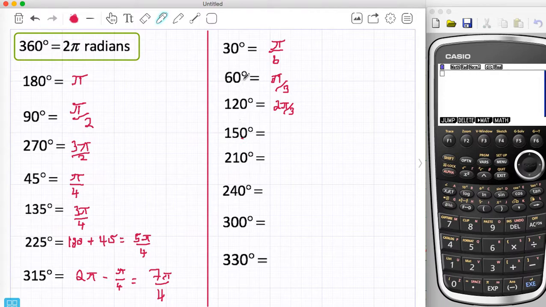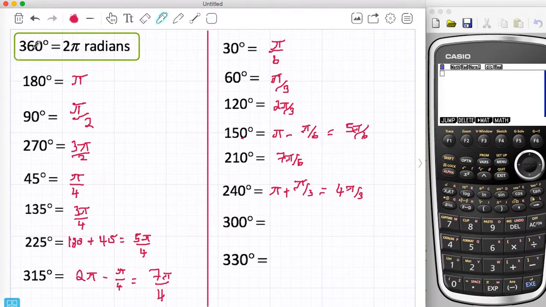150 is 180 take away 30. Pi, which is 180, take away pi over 6, is going to give me 5 pi over 6. 210 is pi add 30, so it's going to give me 7 pi over 6. This one is 180 plus 60, which is pi add pi over 3. So this is going to give me 4 pi over 3.